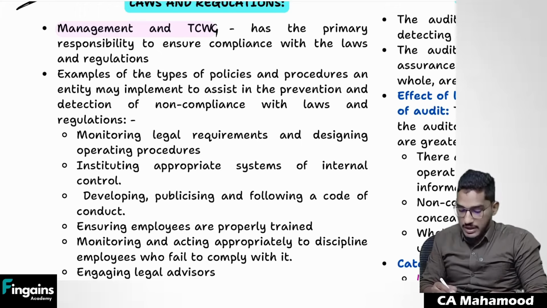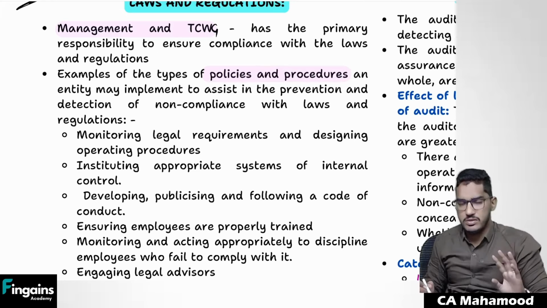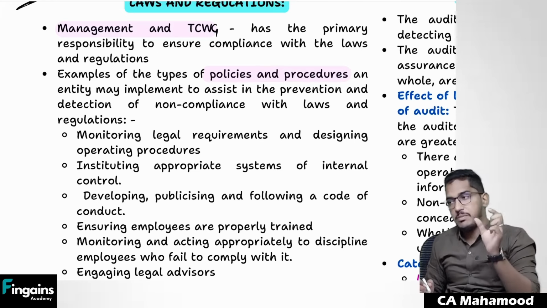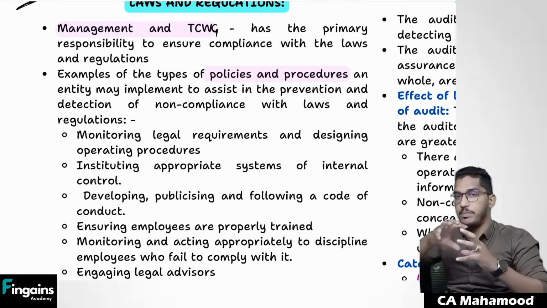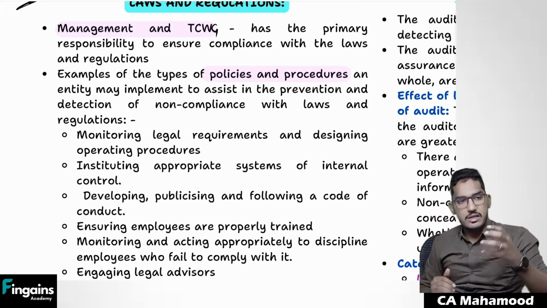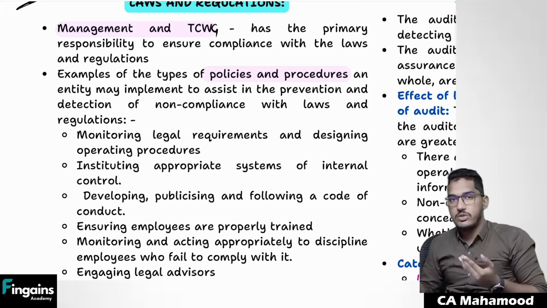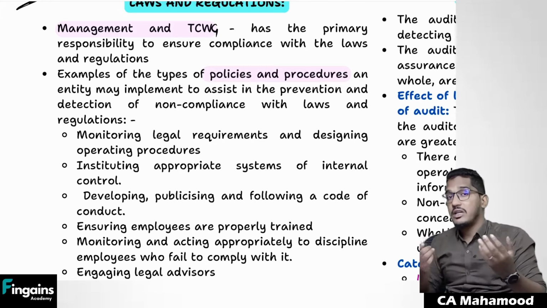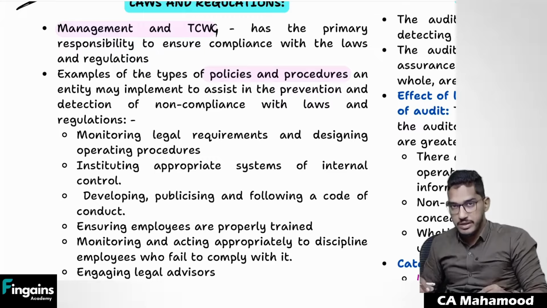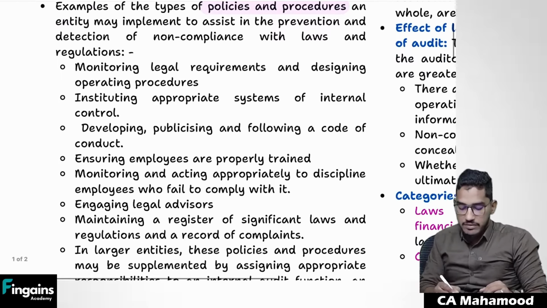In order for the management to make sure that their organization is complying with laws and regulations, they will implement various policies and procedures. As I've told, management and those charged with governance are primarily responsible for ensuring compliance. So they should have some policies in their organization to prevent non-compliances or to detect the non-compliances. So what kind of policies generally will management implement in the organization to prevent non-compliances? Here they have given a few examples.